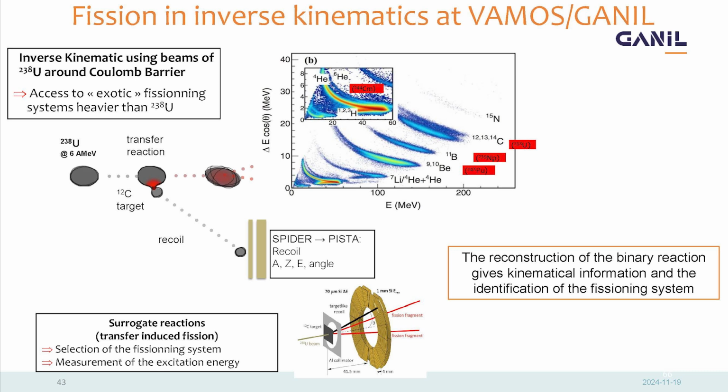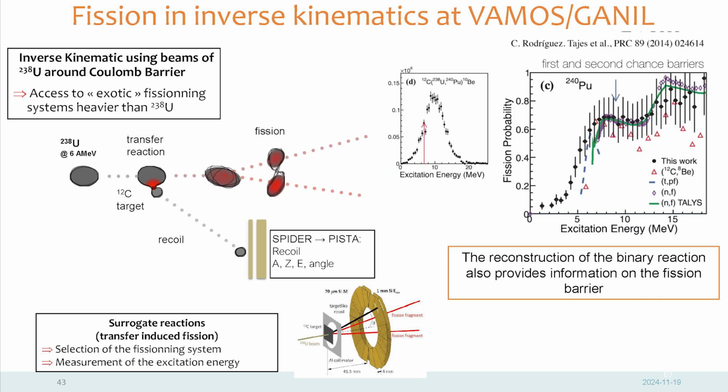So if we now measure the mass, the charge, the energy, and the angle of the recoiling ion, we can get back, by using two-body kinematics, to the excitation energy of these systems. So this is typically what is shown here. This was measured 10 years back, these first measurements of the excitation energy in inverse kinematics. Here you have the excitation energy measured. You see this is 0, this is 20 MeV, and here this is the barrier of the system. So this is a 2 proton transfer, so plutonium 240, and we are populating around the barrier.